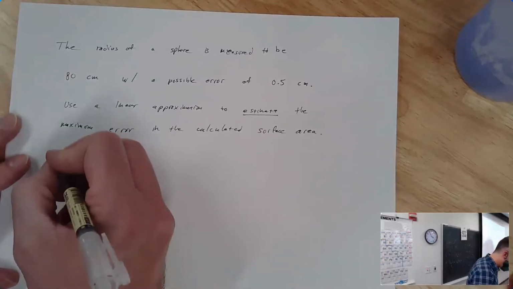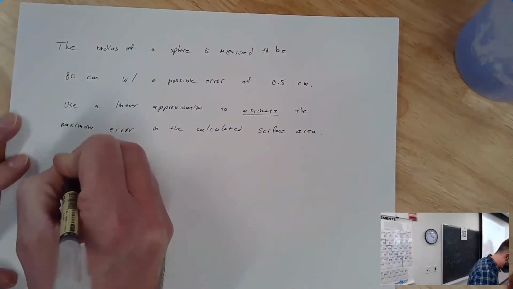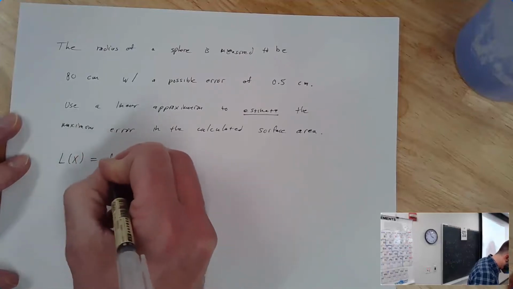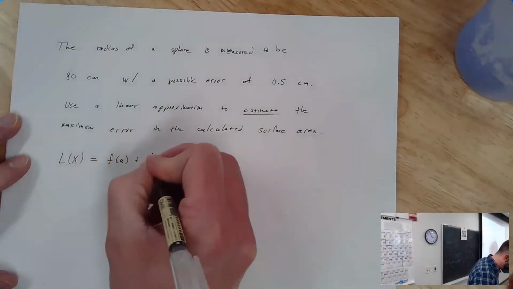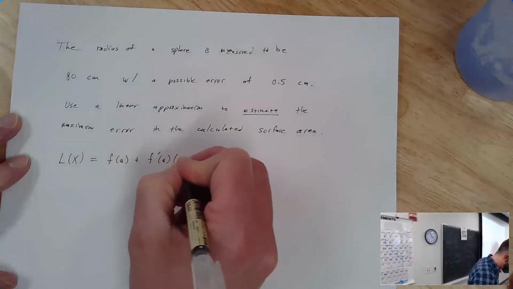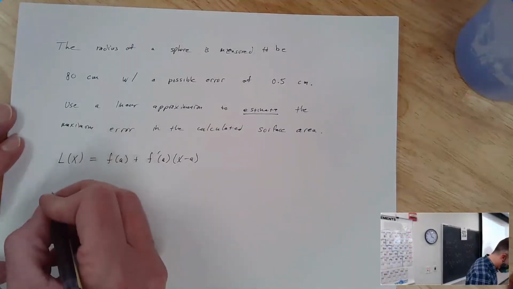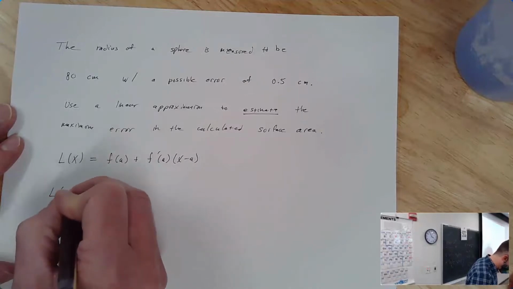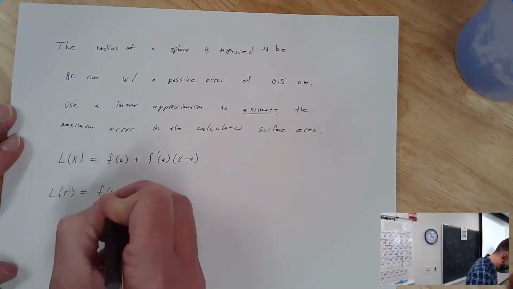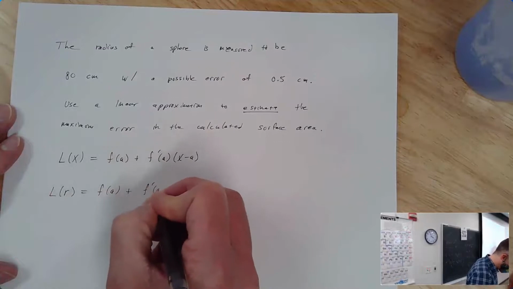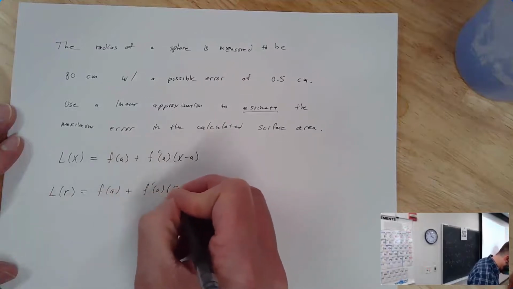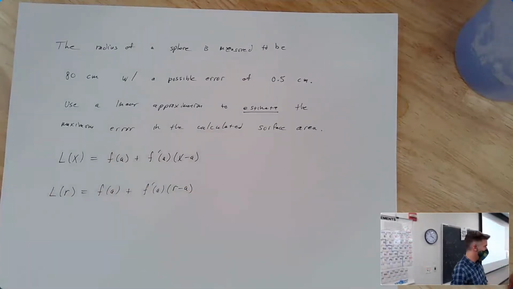So I'm still thinking about this formula. And linearization is f of a plus f prime of a times x minus a. I might use different variables when I'm talking about surface area and radius. Or I might say that my linearization as a function of the radius is f of a plus f prime of a times r minus a, right? Since I'm plugging in r for radius.